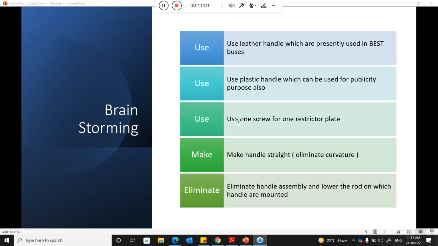Next one says use one screw for the one restrictor plate. So instead of using two, use one only. That is the suggestion given, that is the technical related suggestion.